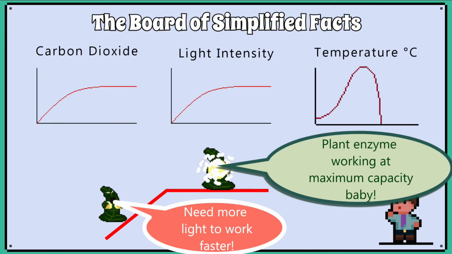Limiting factor graphs regarding photosynthesis are easy to interpret once you understand what a slope versus a horizontal line means from the plant's perspective.